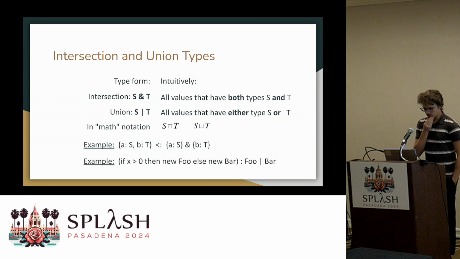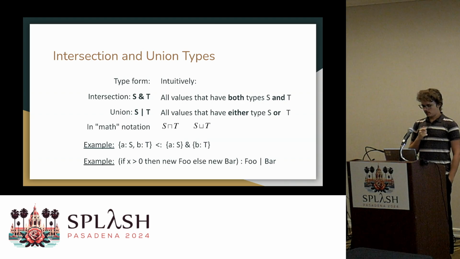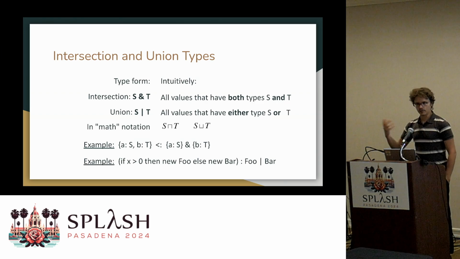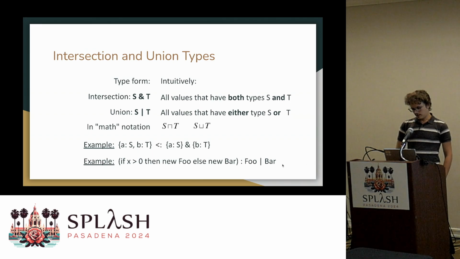And as for an example of unions, you could have a union if you have a branching statement, for example, that returns one different value in each branch. If these two values don't have exactly the same type, then you may get a union type as a result. So here you have a value that could be either foo or bar at runtime.